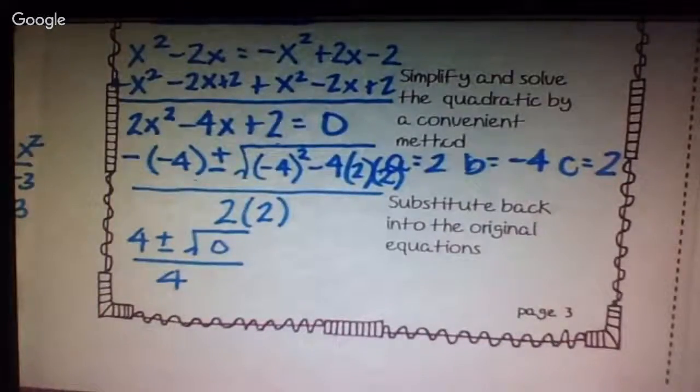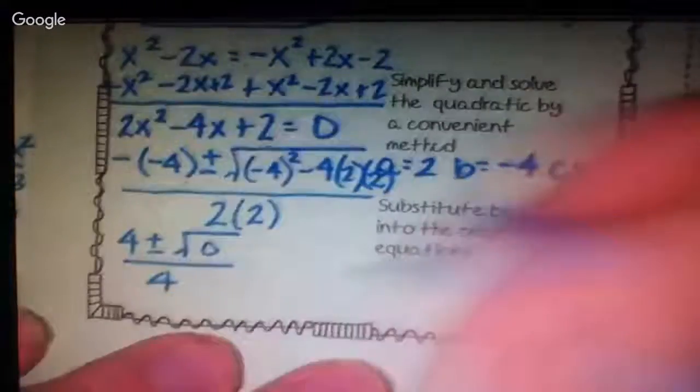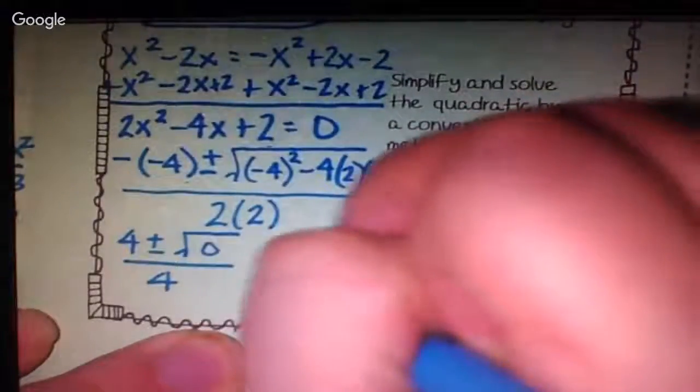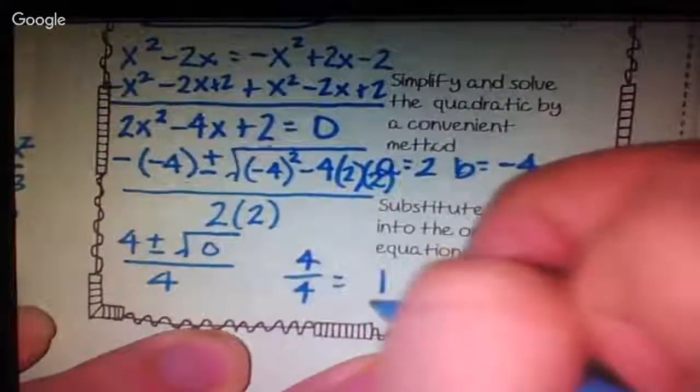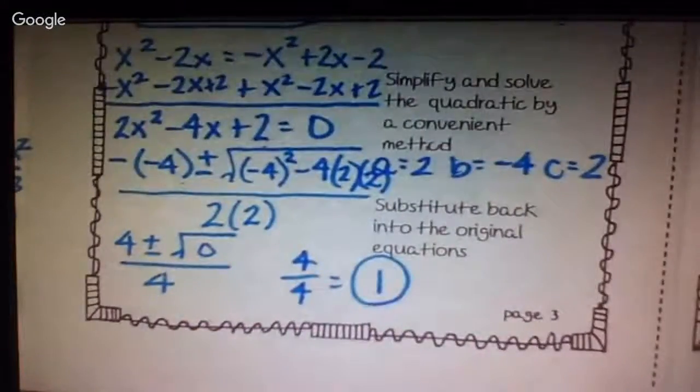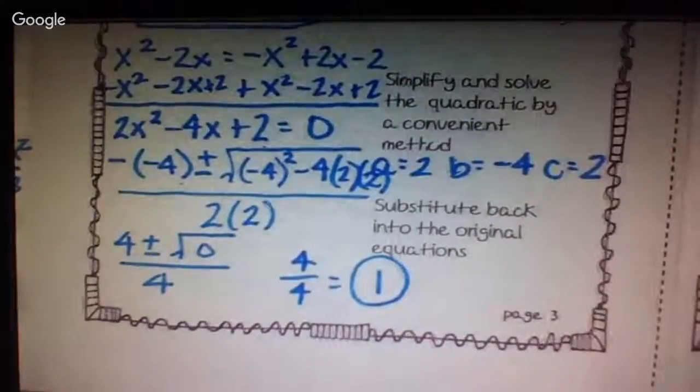Okay, so my discriminant is 0, which means I should have how many solutions? 1. Okay, 1. Because again, when I add 0, it doesn't change it. When I subtract 0, it doesn't change it. So my final answer then is 4 divided by 4, which is 1. The answer is 1. That's it. X equals 1. They cross when X equals 1.